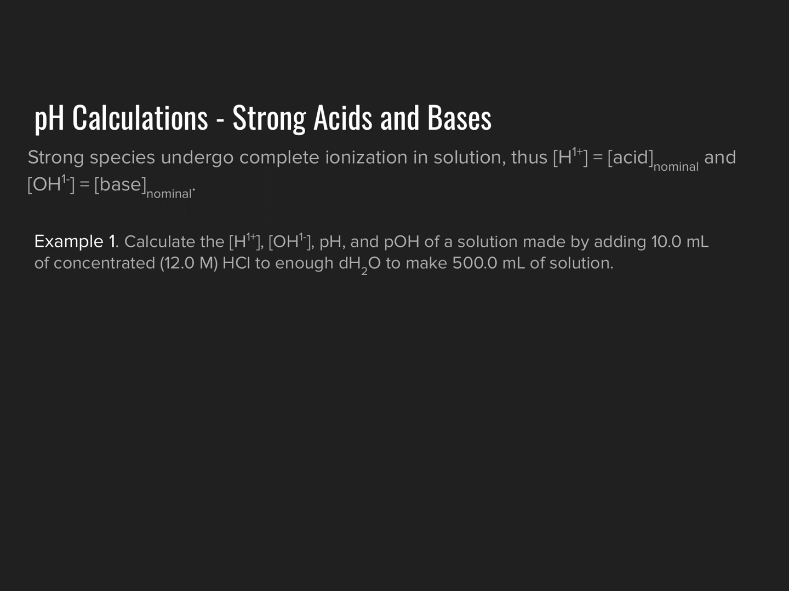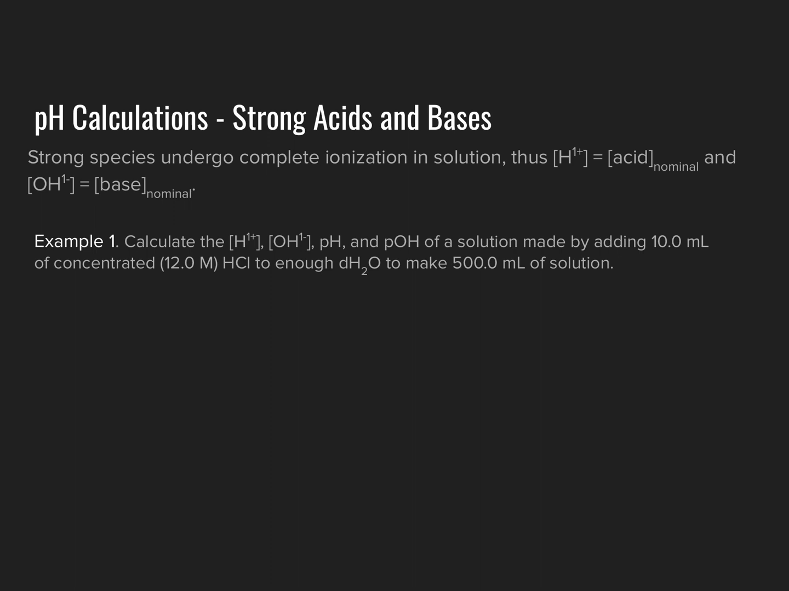So having a look at our example here, we're going to be looking at example number 1, in which you're going to be asked to calculate the concentrations of hydrogen ion and hydroxide ion, as well as the pH and pOH of a solution, which is made by adding 10 milliliters of a concentrated solution of hydrochloric acid at 12 molar to enough distilled water to end up with a final volume of 500 milliliters of the solution.